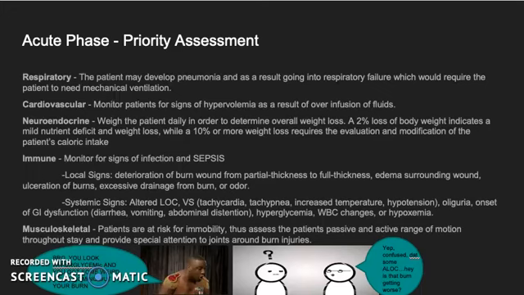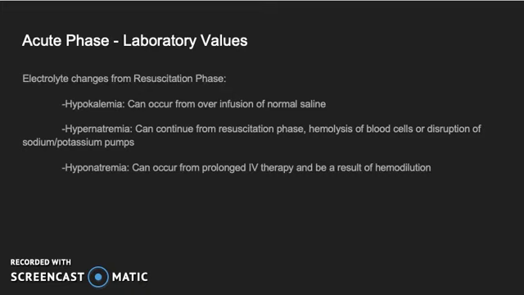For musculoskeletal, patients are at risk for immobility, thus assess the patient's passive and active range of motion throughout the stay and provide special attention to joints around burn injuries. For acute phase laboratory values, you have hypokalemia, which can occur due to overinfusion of normal saline. You have hypernatremia, which can continue from the resuscitation phase and can occur from hemolysis of blood cells or disruption of sodium potassium pumps. You have hyponatremia, which can occur from prolonged IV therapy and be a result of hemodilution.